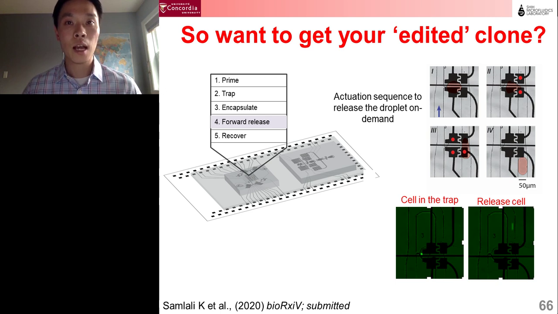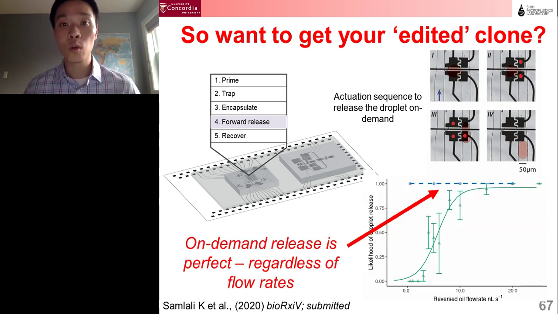The key thing here is that you could release it through hydrodynamic focusing using a range of flow rates, but that relies on the flow rates to give a probability or likelihood of releasing. Having this on-demand release, regardless of what flow rates you use, is essentially perfect, and it doesn't have to depend on these flow rates, which is really nice. So if you want this clone, you can release it anytime you want.